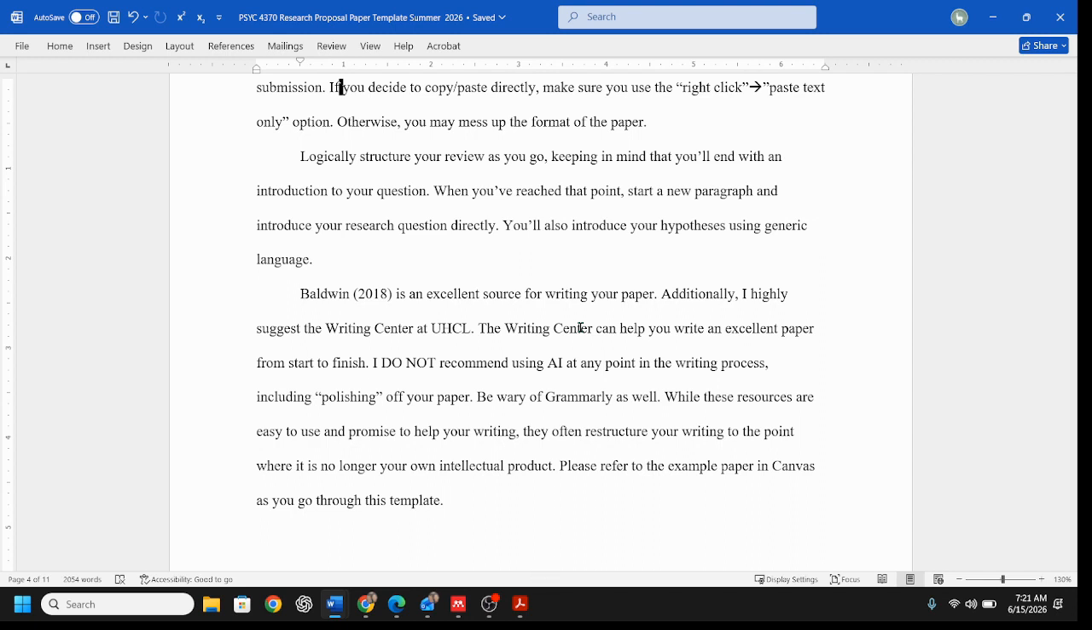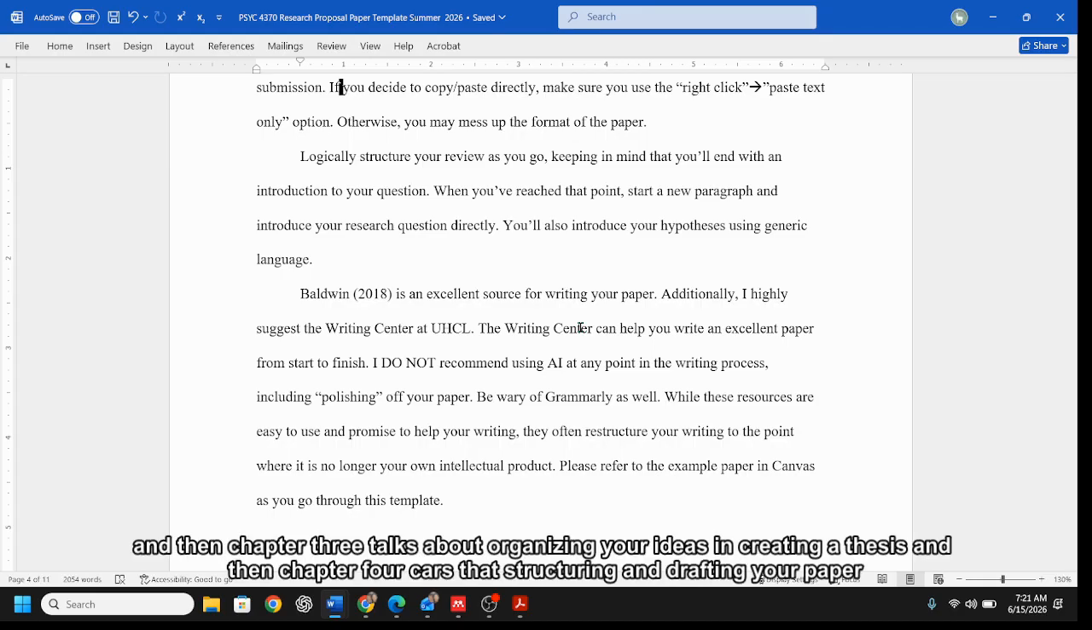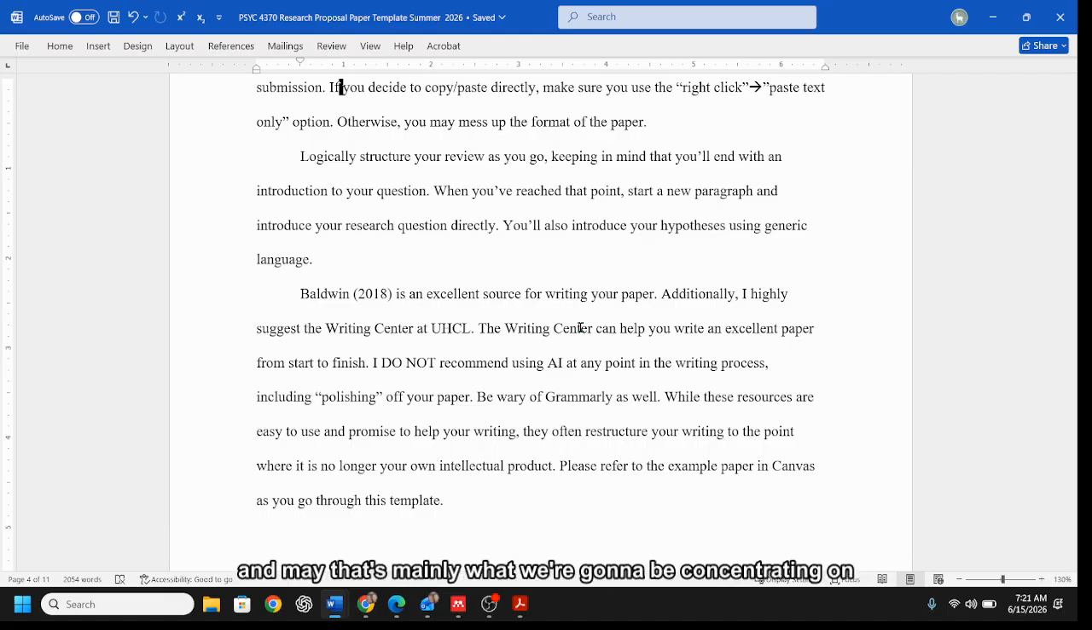So, if you look at the Baldwin text, you'll see that chapter 2 talks about how to write a research literature review, and then chapter 3 talks about organizing your ideas and creating a thesis. Then chapter 4 talks about structuring and drafting your paper. That's mainly what we're going to be concentrating on in this book.